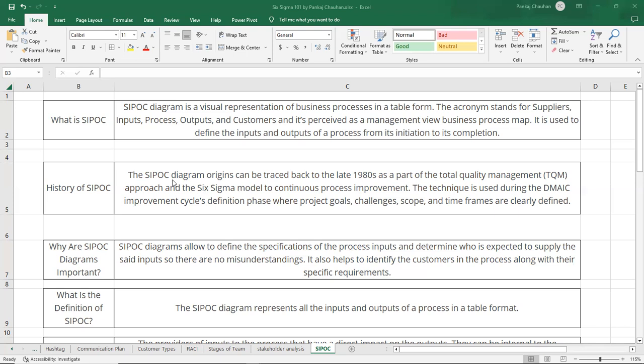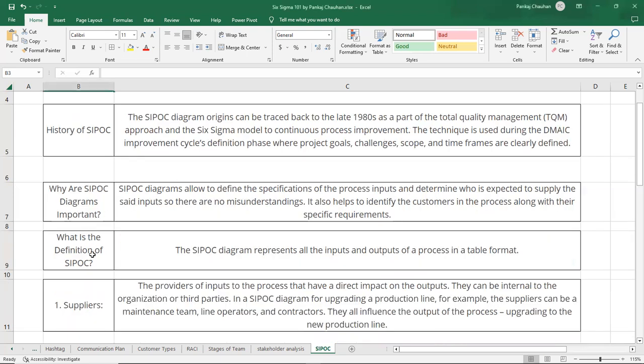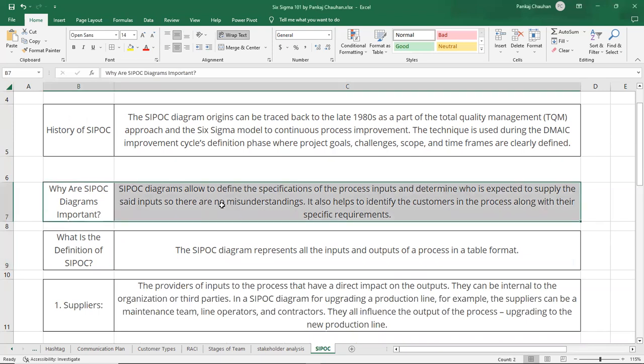So why is the SIPOC diagram important? The SIPOC diagram allows you to define the specification of a process. It will help you see what the inputs are, what the specifications are, what the output is, what its specifications are, and who is expected to supply the input, basically who is the supplier. So there is no misunderstanding among the stakeholders, and SIPOC will help you to identify the customers in the process along with their specific requirements as well.